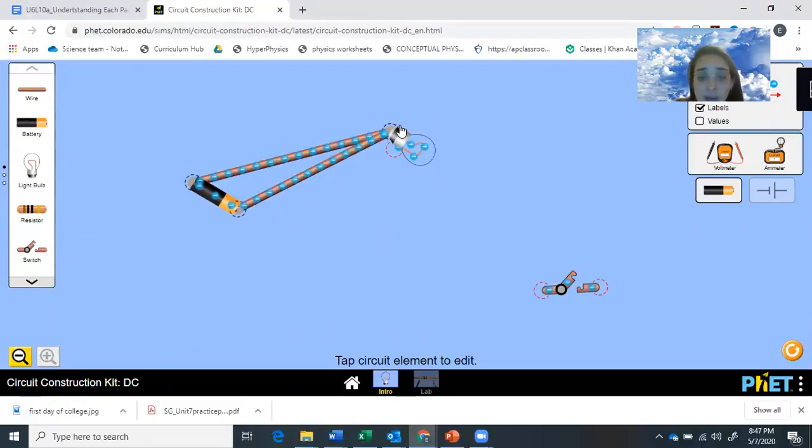So what do you think is going to happen? Right now I haven't fully closed the circuit yet, I still am holding the mouse. As soon as I let go, is the light bulb going to turn on? Let's see what happens.